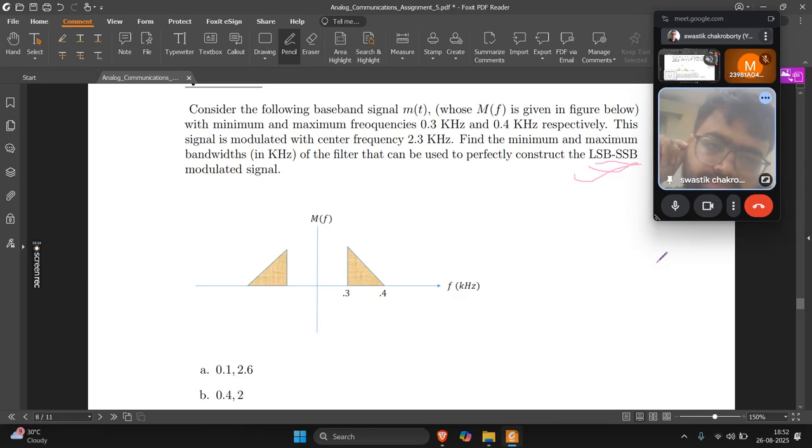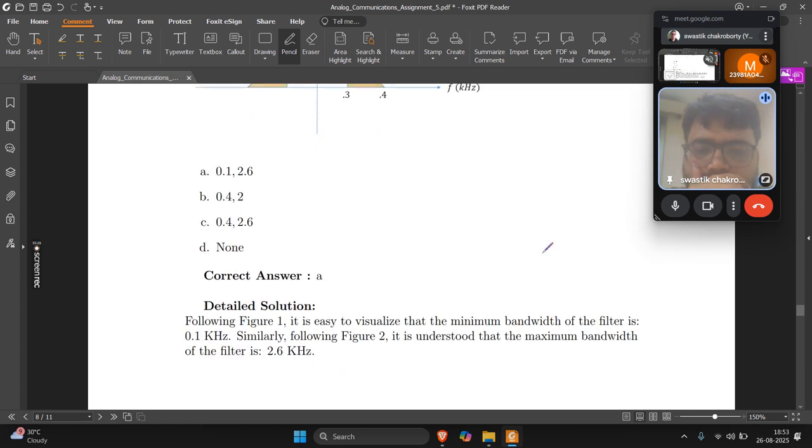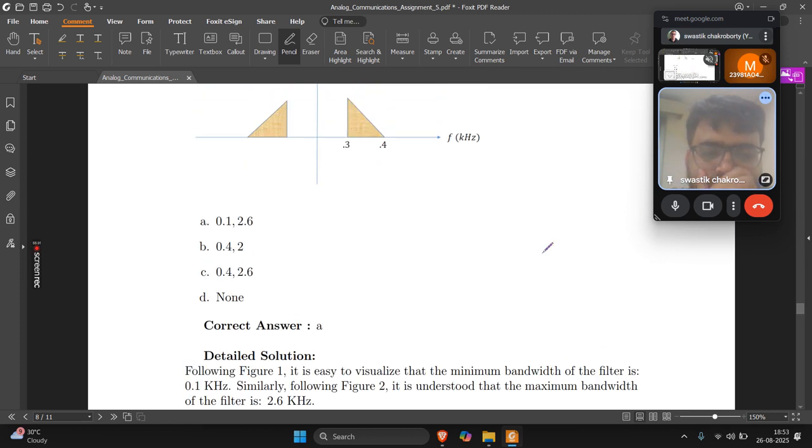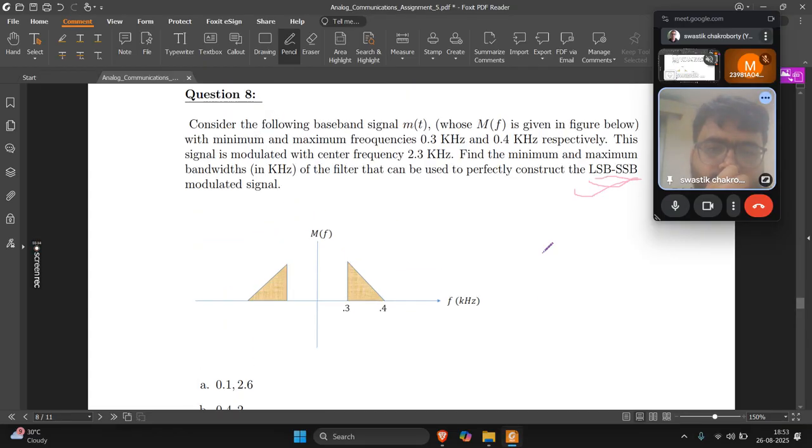So let's do that. The modulated signal's center frequency is 2.3 kilohertz. When we do a normal amplitude modulation, what will we have? We have one component at 2.3 kilohertz.